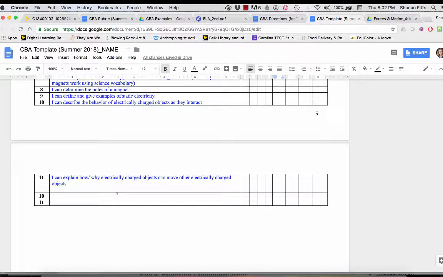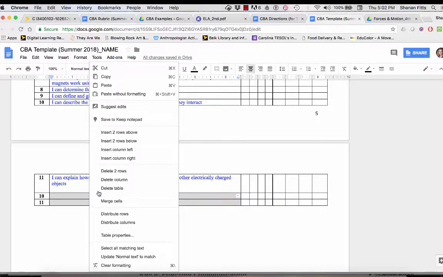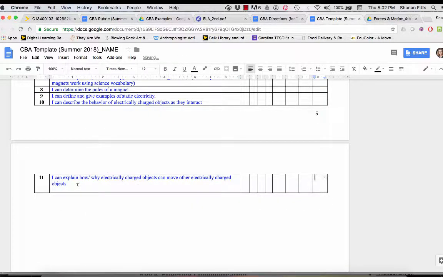Okay, and I ended up with 11 learning targets. Let me delete these rows, but you can always add on more rows if you need them.